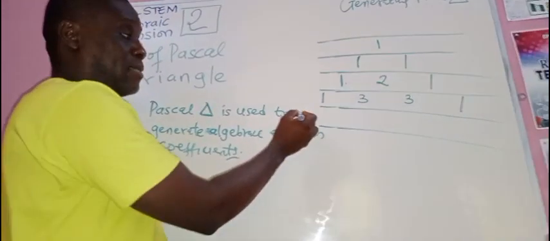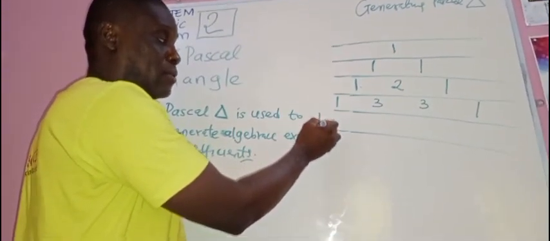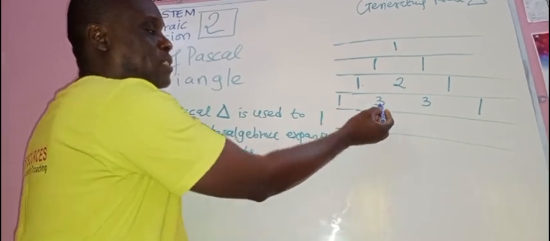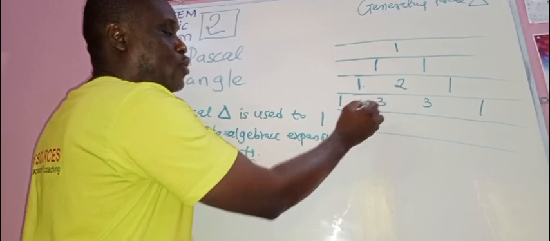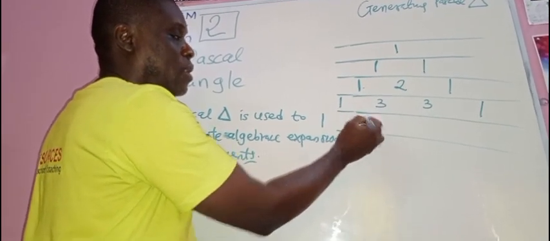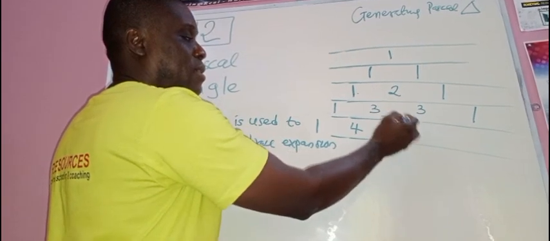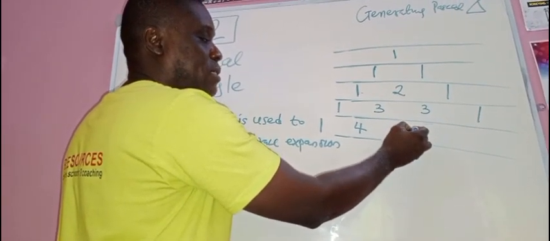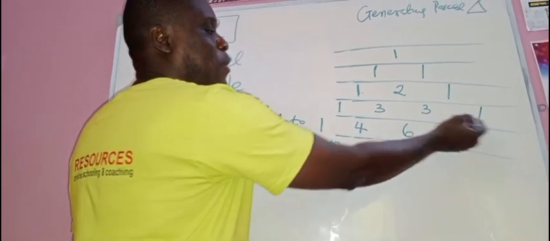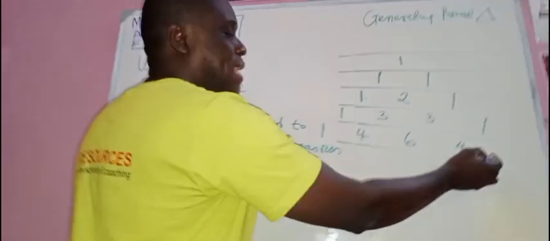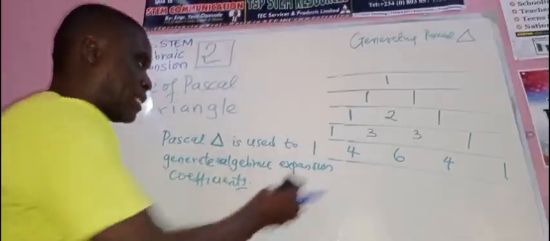Then the next line, I will start with 1. What is 1 plus 3? At the middle, you put 4. What is 3 plus 3? At the middle, down, you put 6. What is 3 plus 1? At the middle, you put 4. Then it ends with 1. Then you continue. Let me clean this.